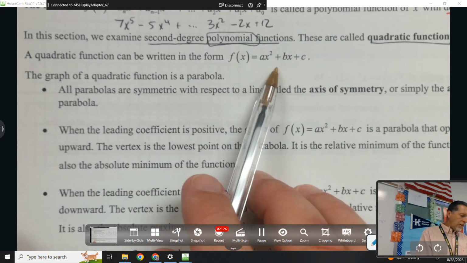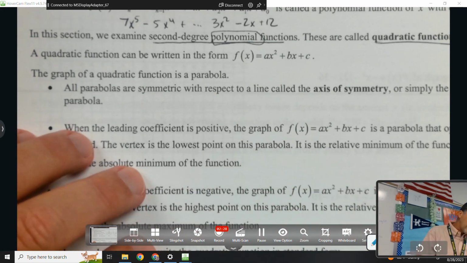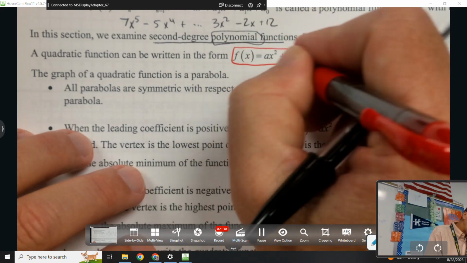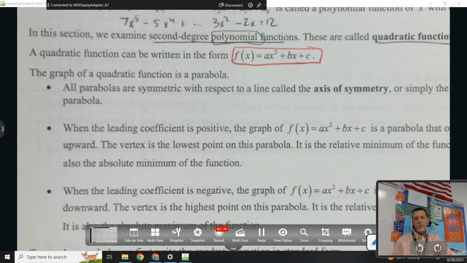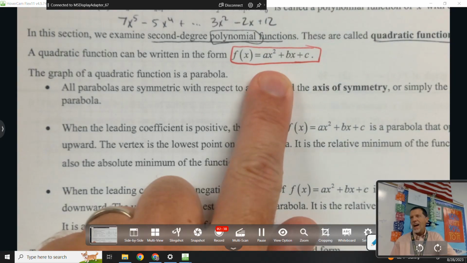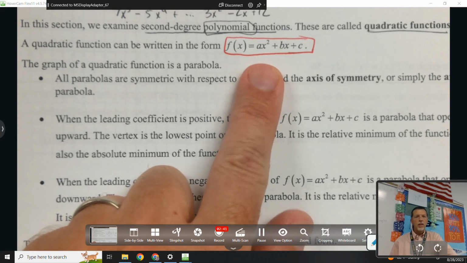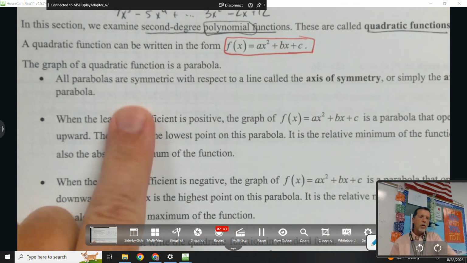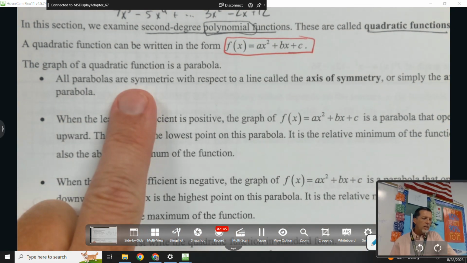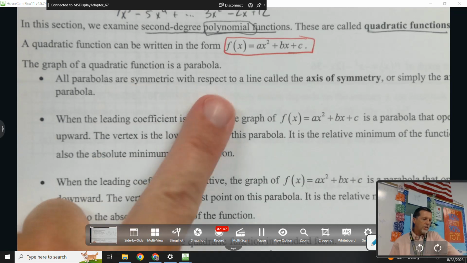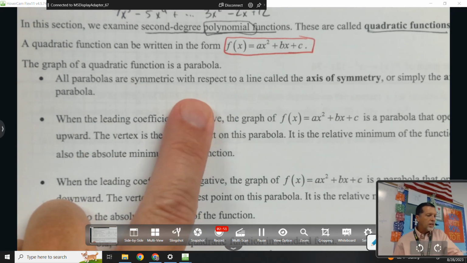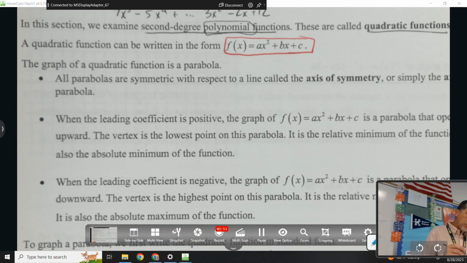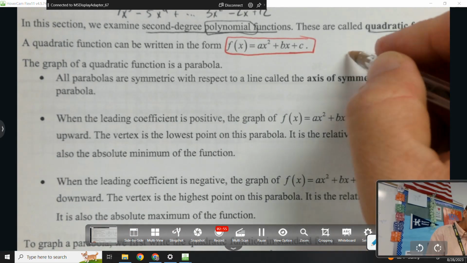A quadratic function looks like that. I think you know that, right? That leads to factoring and quadratic formula and complete the square, graphing parabolas, all of those things you spent a lot of time on last year. So again, hopefully most of this is review. The graph of a quadratic function is a parabola. All parabolas are symmetric with the line that we call the axis of symmetry, or just the axis of the parabola.